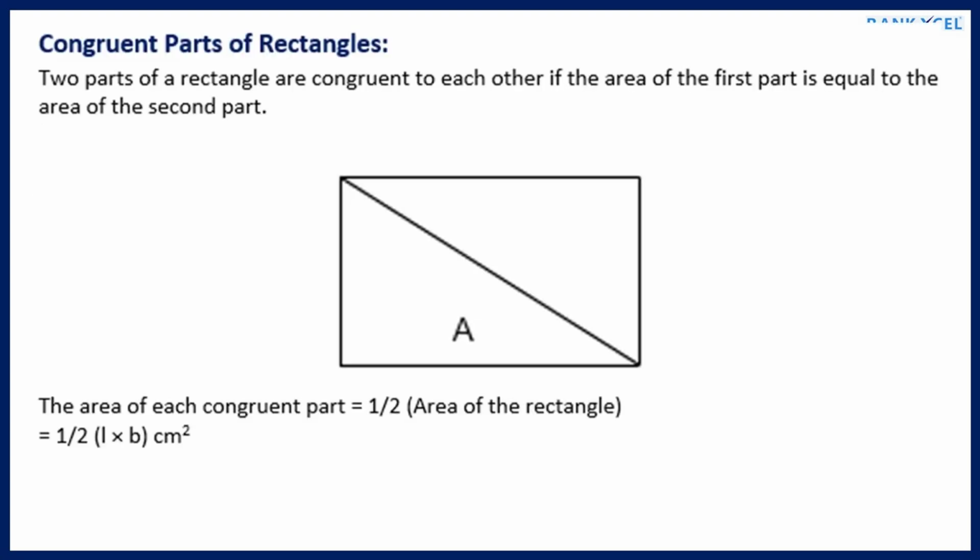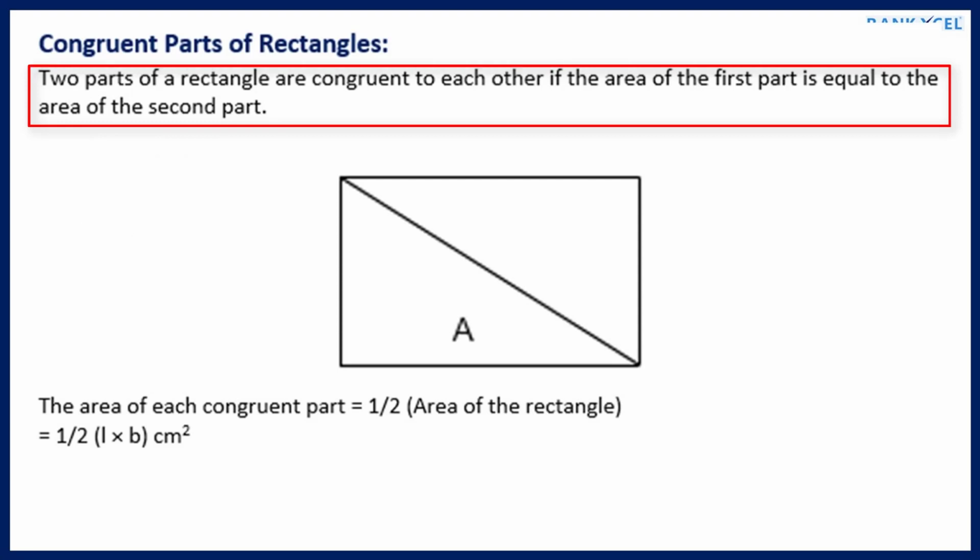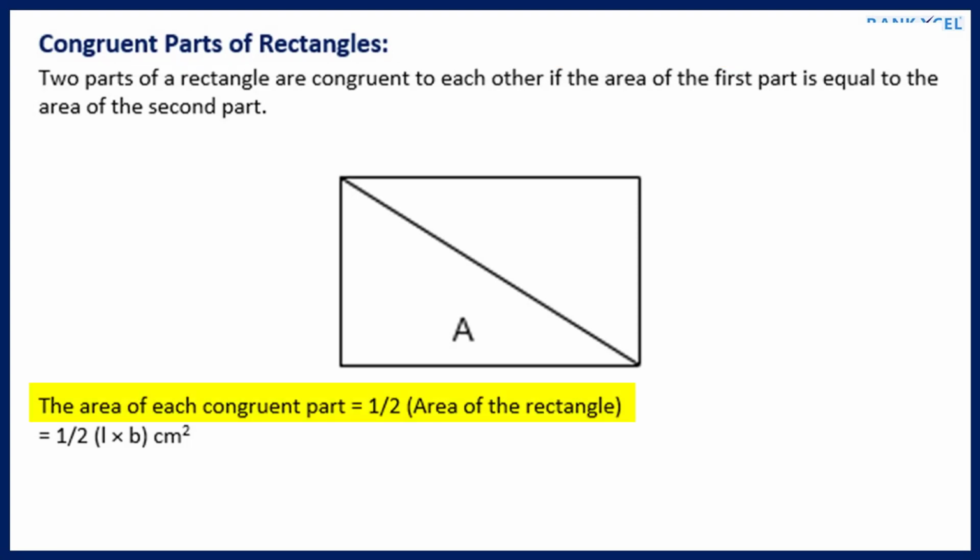Congruent parts of rectangles. 2 parts of a rectangle are congruent to each other if the area of the first part is equal to the area of the second part. The area of each congruent part equals 1 by 2, area of the rectangle, equals 1 by 2, L times B, cm square.